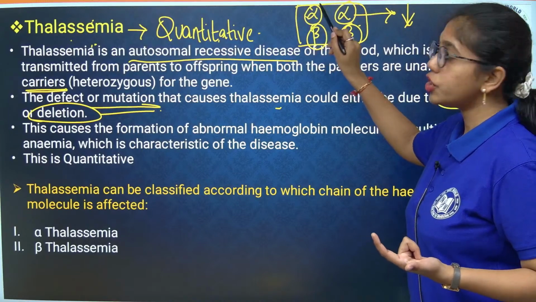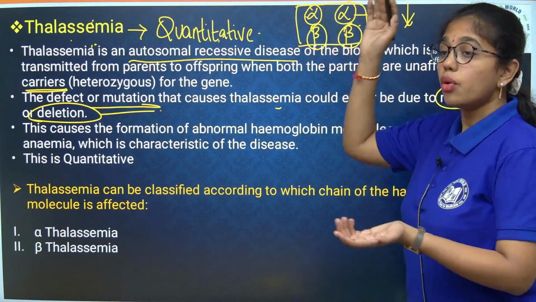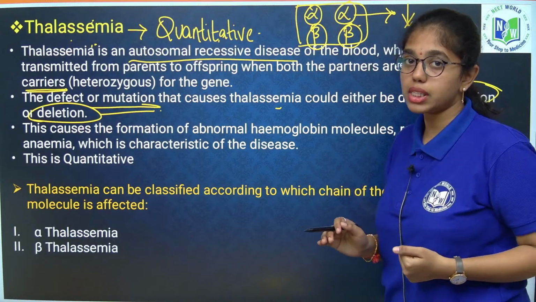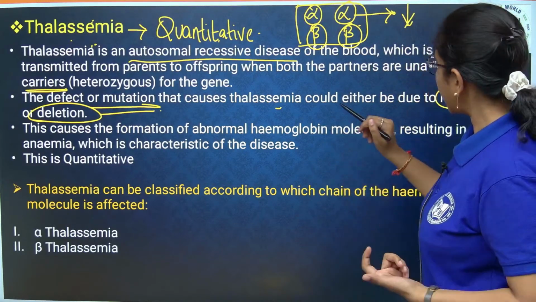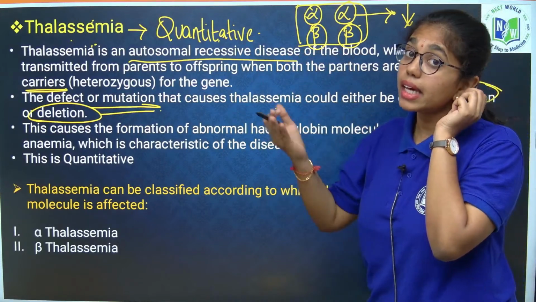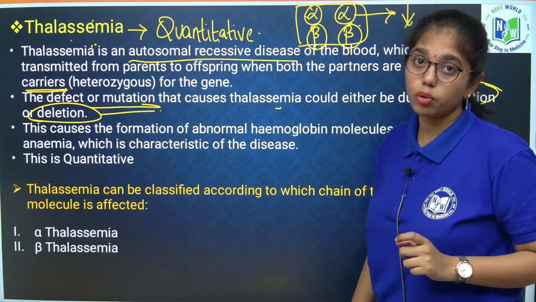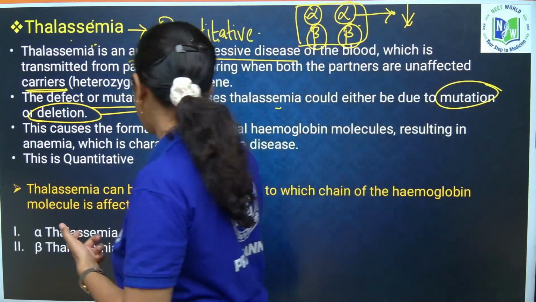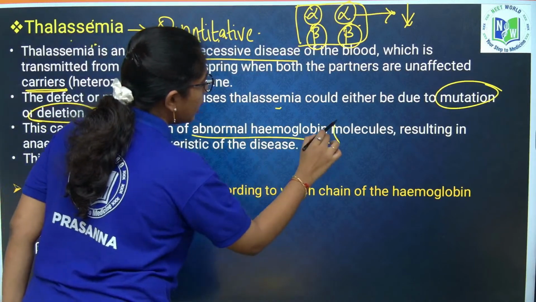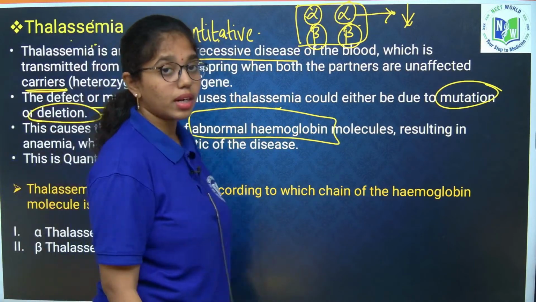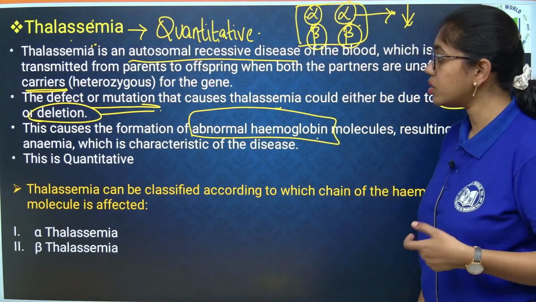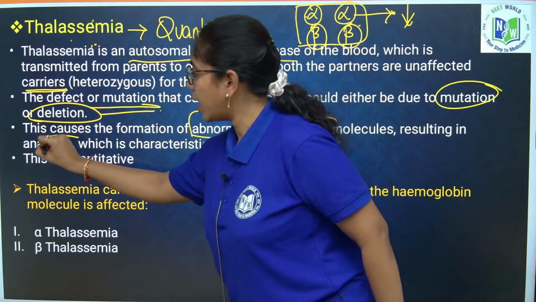Mutation or deletion of alpha globulins will decrease the number of alpha and increase the number of beta globulins in the hemoglobin. Mutation or deletion in the beta globulins will increase the synthesis of alpha globulins in the hemoglobin protein. This causes the formation of abnormal hemoglobin molecules. What does this cause? This causes abnormal hemoglobin molecules resulting in anemia again.